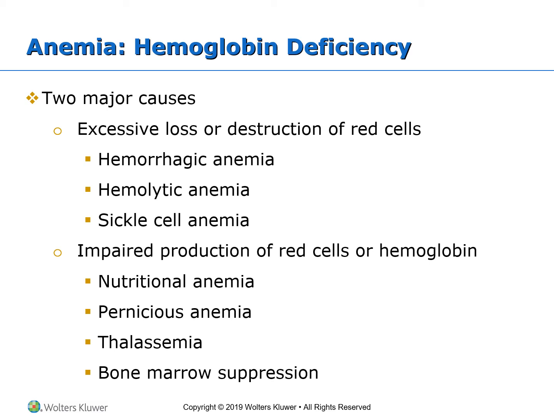On the other end will be an impaired production of red cells and/or hemoglobin. And this will be the result of some nutrients that are missing or some impaired development at the level of the red bone marrow. One condition will be nutritional anemia, and that results from a deficiency of a nutrient. It can be iron deficiency anemia when we don't have enough iron that is essential for building the hemoglobin.